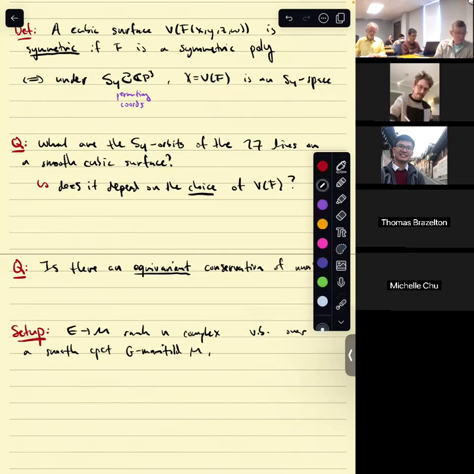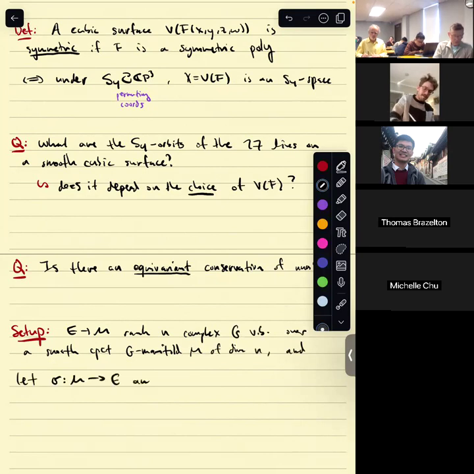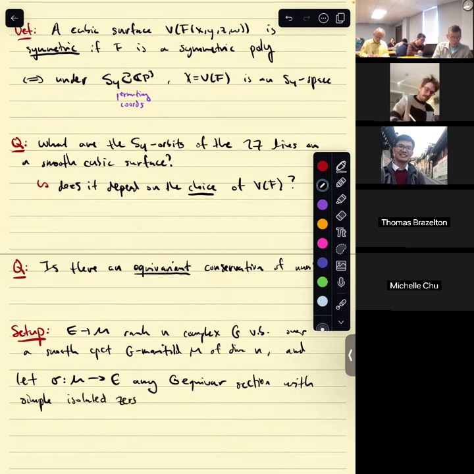So I want an action of my group on the fibers, I want an action on the base, and I want the projection map to be compatible. And this base manifold should have the right dimension to get some sort of Poincaré-Hopf statement, so this should be of complex dimension n. And let sigma from M back up to E be any G-equivariant section with simple isolated zeros. I haven't said anything about G. Maybe for the purposes of this talk, let's assume it's finite.